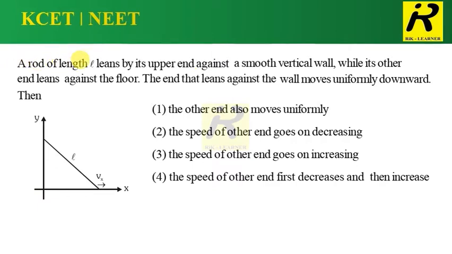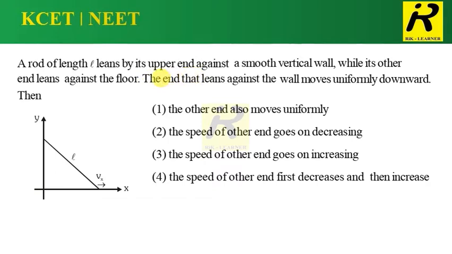A rod of length L leans by its upper end against a smooth vertical wall, while its other end leans against the floor. The end that leans against the wall moves uniformly downward. Then we have to choose the correct option among these four. See the hint in the question.